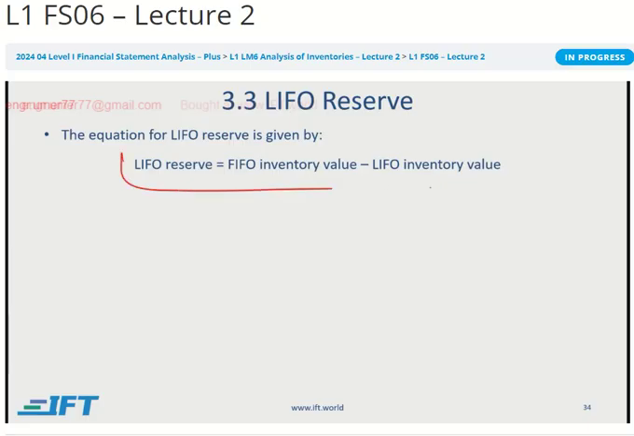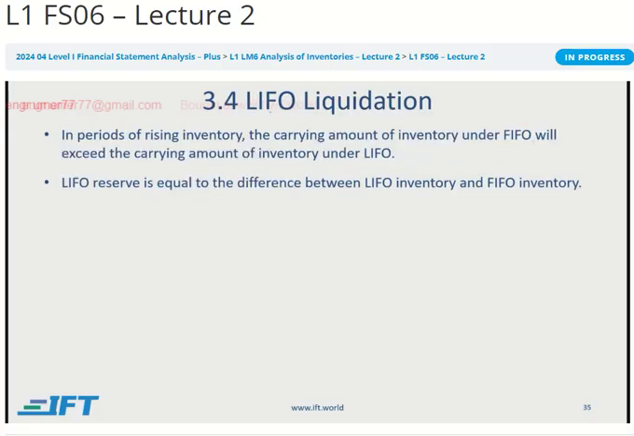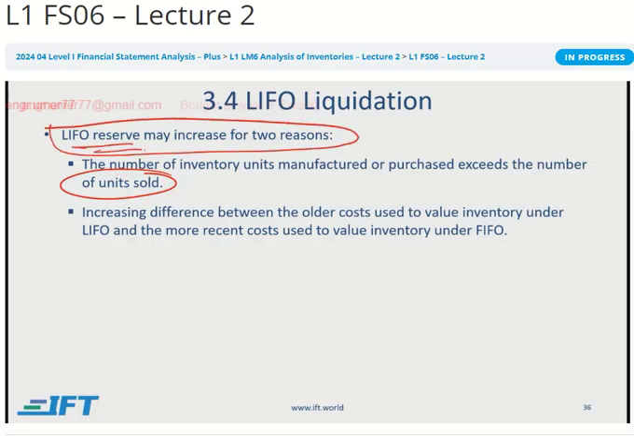And how is it calculated? It's very simple: the value of the FIFO inventory minus the value of the LIFO inventory, that difference is called the LIFO reserve. And how can you get into LIFO liquidation? All you have to do is stop buying new inventory. If the number of units being sold is more than the number of units being manufactured, you will go into LIFO liquidation. But if you manufacture more and sell less, then you can increase your LIFO reserve, right?